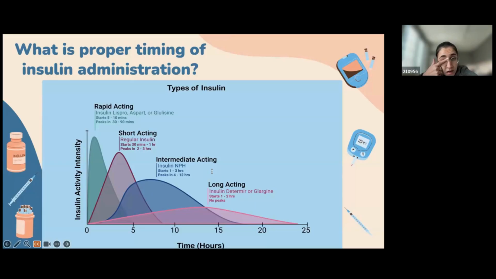Next, in red, we have short-acting regular insulin, and then in blue, intermediate-acting NPH. We typically don't really use these anymore in outpatient diabetes management since their action graphs do not really mimic glycemic trends in response to meals.